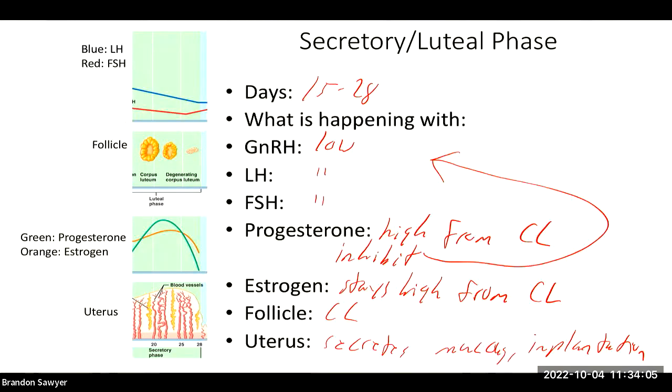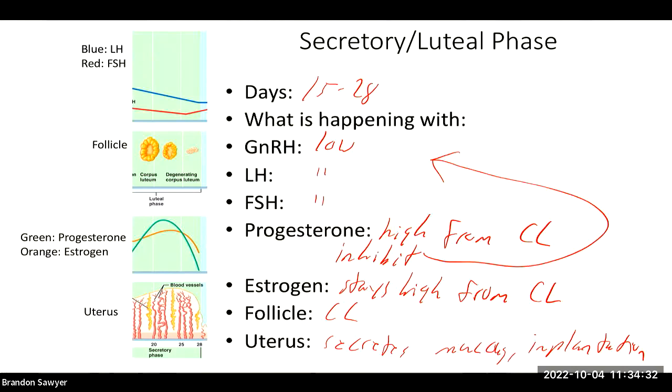Okay, then we move into our last phase, the secretory or luteal phase. This is the last 2 weeks. GnRH, LH, and FSH are low in this phase because they're inhibited by the release of progesterone and estrogen. Progesterone levels are high here because of its release by the corpus luteum, and estrogen levels are relatively high here as well. Not as high as they were, but still somewhat high. Again, coming from the corpus luteum.